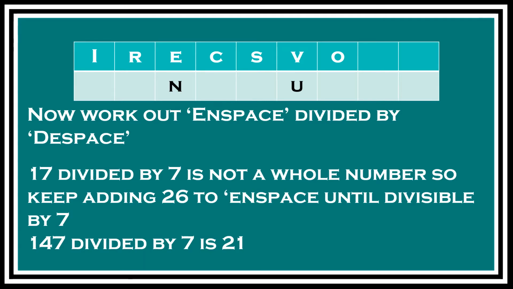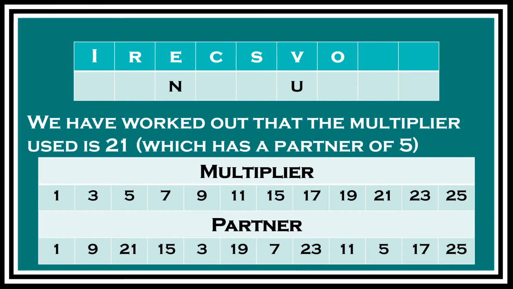43 plus 26 is 69. Divide that by 7, we still do not get a whole number. So we need to add 26 again. 69 plus 26 is 95, and if we divide that by 7, we still do not get a whole number, so we need to add 26 again. 95 plus 26 is 121, and we need to add 26 again to get 147, and when we divide that by 7, we get 21, which is our multiplier. If we have a look at the multiplier partner table, we see that 21 has a partner of 5, which we will use later on.